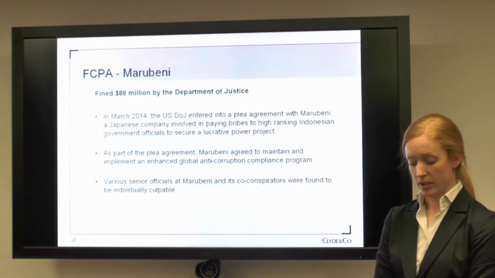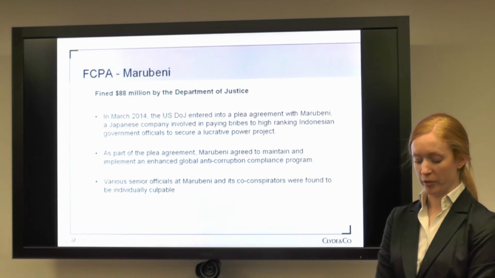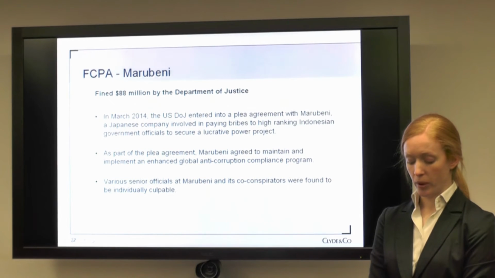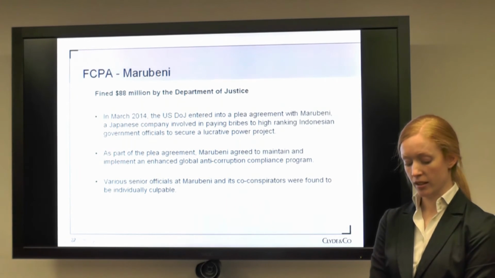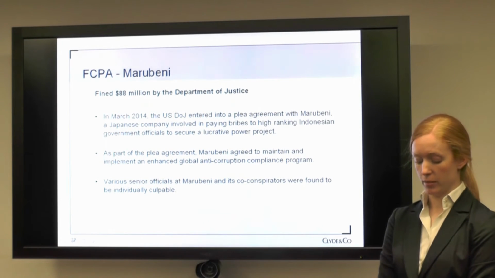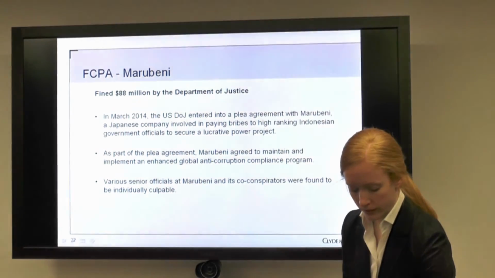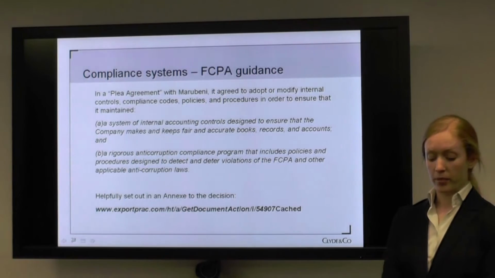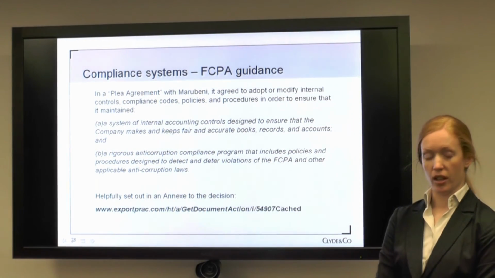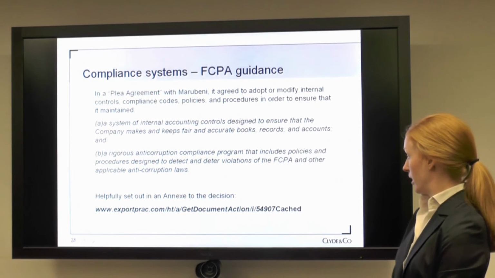As part of the plea agreement, Marubeni agreed to ensure that its directors and senior management would provide strong, explicit and visible support and commitment to its corporate policy against bribery and corruption. It also agreed to develop a policy against violations of the FCPA and other applicable foreign law. The requirements of the DOJ were helpfully set out in an annex to the decision, and that can be used as a guide to what is expected of companies. I've included a link to the decision on the slide there.